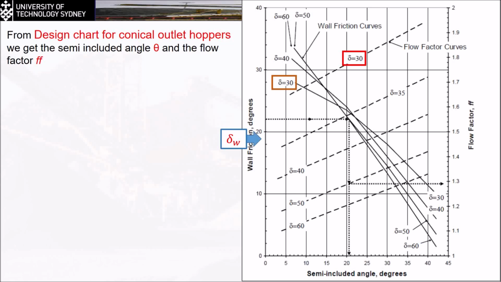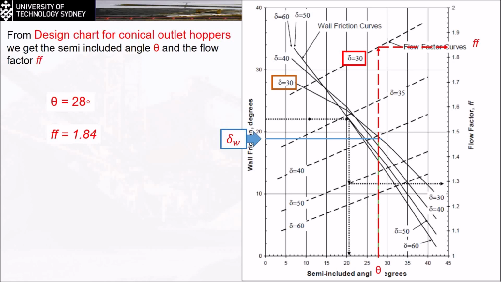So sketch a line. This is my intersection with the 30 degree delta. Going down, I will find the value of the theta, 28. Then go up, intersect with this line, then go horizontally to find the value of the FF, 1.84 or 1.85. So the theta is equal to 28, and this one is equal to 1.84.